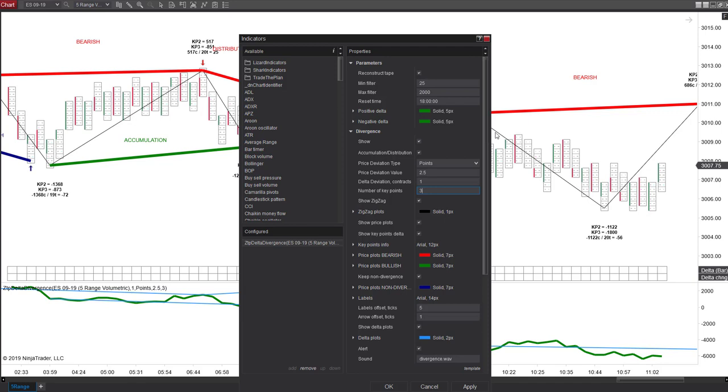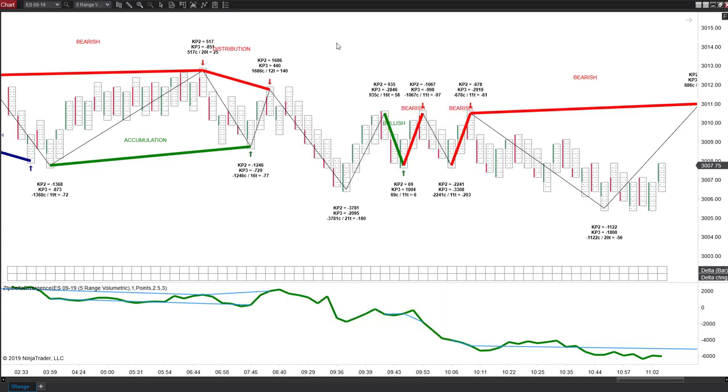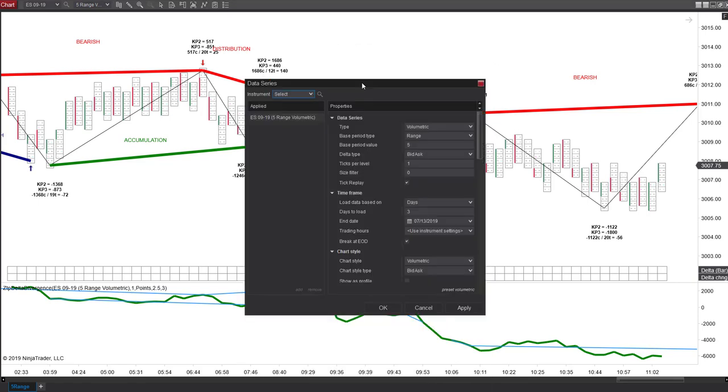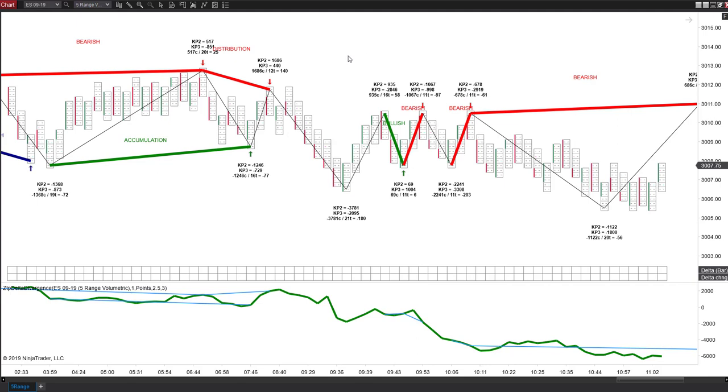Now these settings aren't by any means optimized, and if you are going to be doing this, what you should be doing is trying out different values, especially different values for the price deviation value. The other value that I would suggest testing is the data series, to see if you get better results off of a 3-range chart or a 4-range chart or a 5-range chart. All of these are valid optimization tests that you can run, and probably should be.